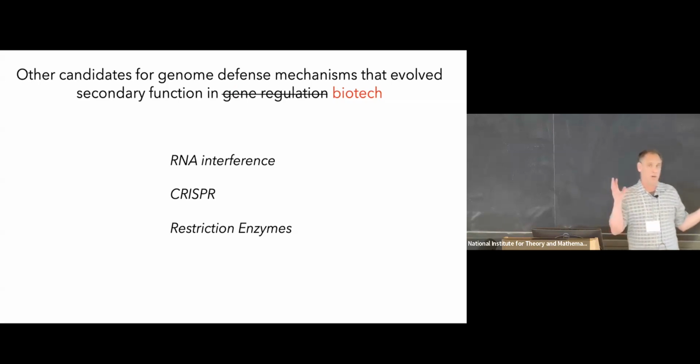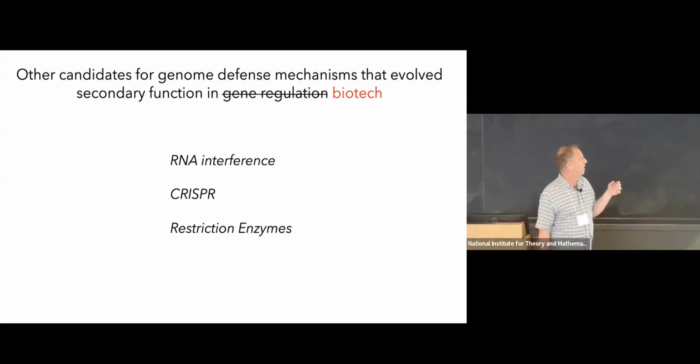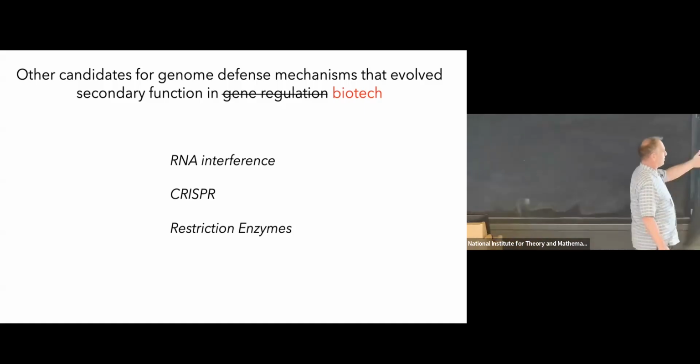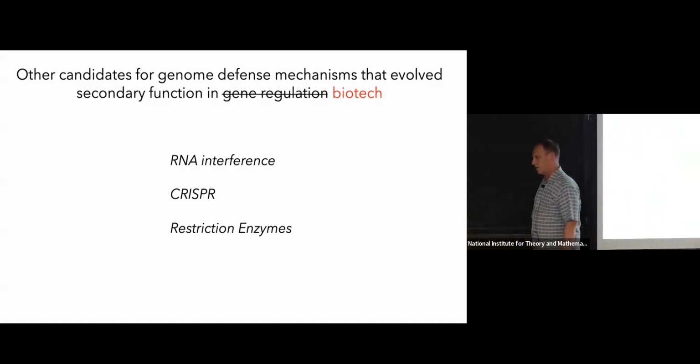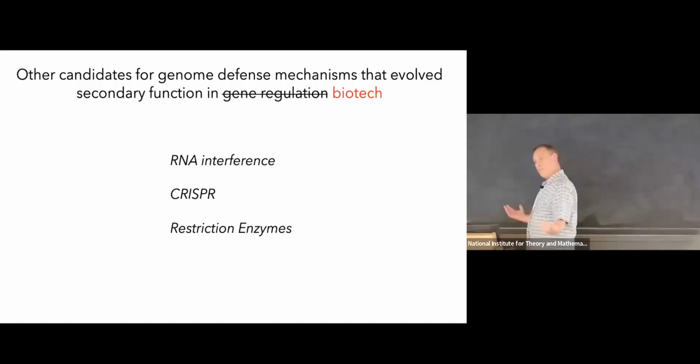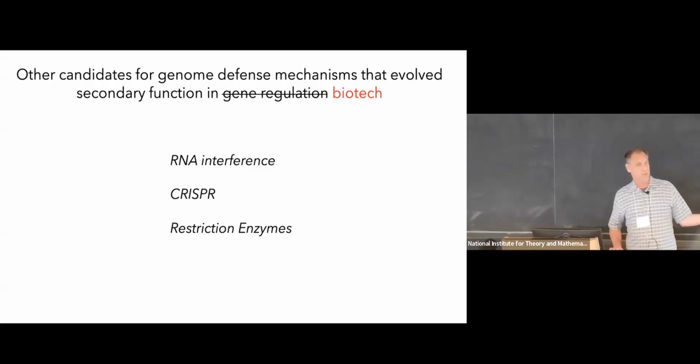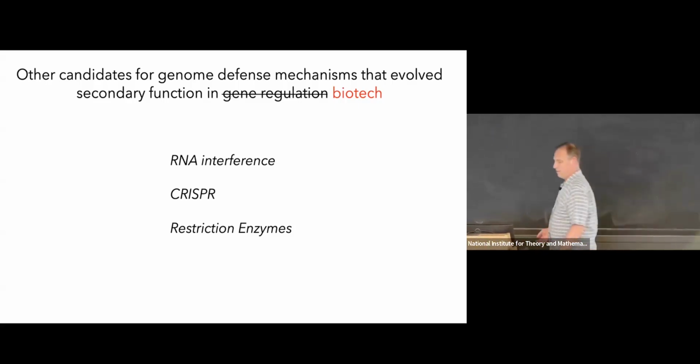You can even go beyond gene regulation. Actually, just biotech: RNA interference and CRISPR and restriction enzymes. These are genome defense mechanisms, but they're also useful to cure people, right? Because they can turn genes off that are harmful.